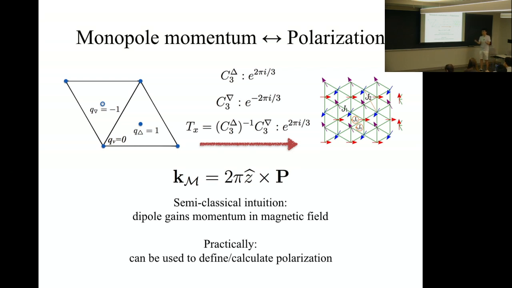It's a concept you learned in high school. It turns out that the monopole momentum is given basically by the polarization. It's proportional and perpendicular to the polarization of the underlying insulator. And there's a very simple, almost high school level, semi-classical intuition for that. Because if I have a dipole moment, and I put it in a magnetic field, there's a momentum that's going to be induced on that dipole moment. Right? It's a high school exercise, and it turns out that intuition is correct even at the quantum level.